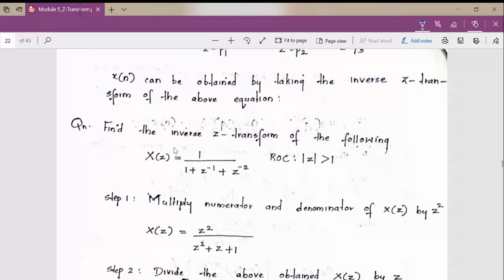So what is the first step? We have to change the negative powers into positive powers.